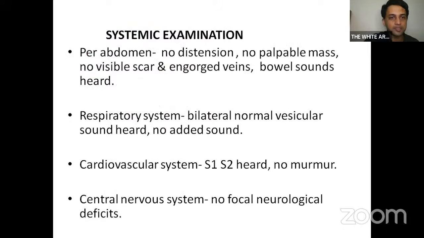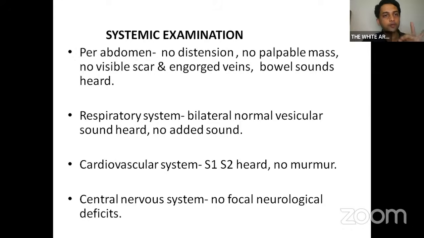Systemic examination. Mainly per abdomen examination is important here. But something you missed before this. Regional lymph nodes you are done. Arterial and neurovascular system you are done. Joints you are not done. Adjacent joints you should have done, not just the gait or the attitude.